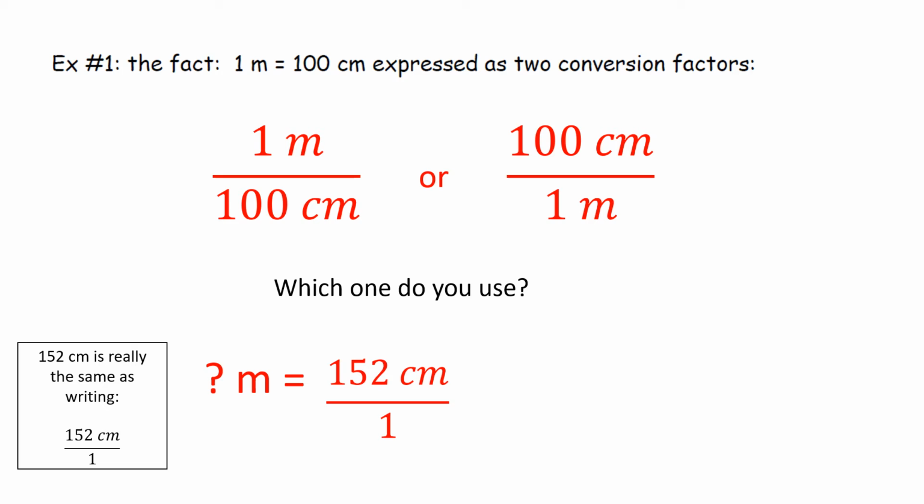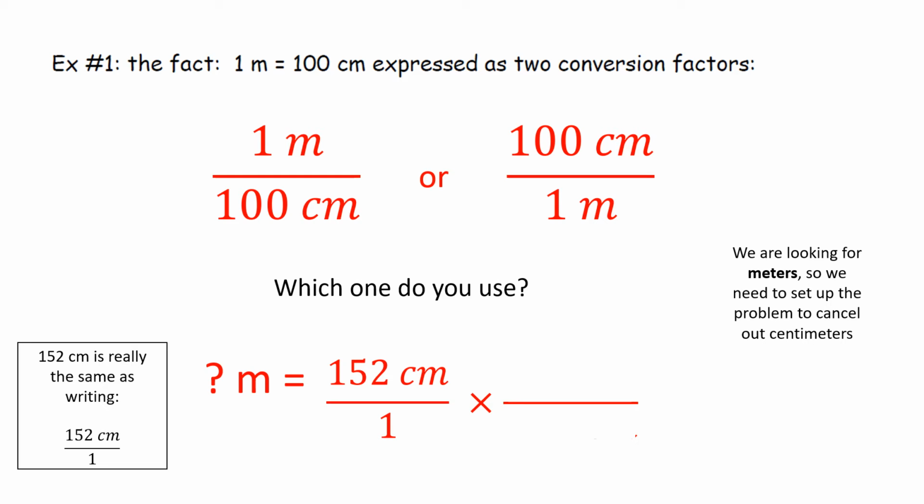So which one do we use? If we just put it over 1, I don't always put the 1 under there, but I'll do that in these demonstrations to help you guys. So 152 centimeters is in the numerator, so that means we want to get rid of the centimeters. So which one are we going to use? Well, if we have the same unit in the numerator as we do in the denominator, we can cancel those units out. So we're looking for meters. We need to set the problem up to cancel out centimeters.